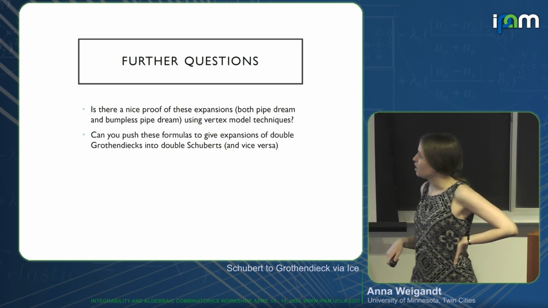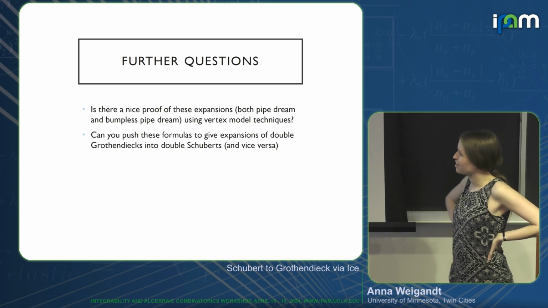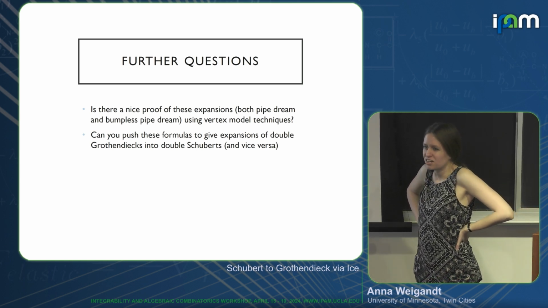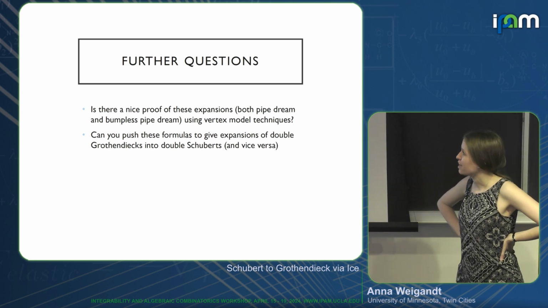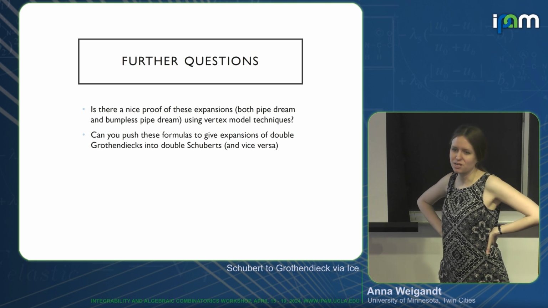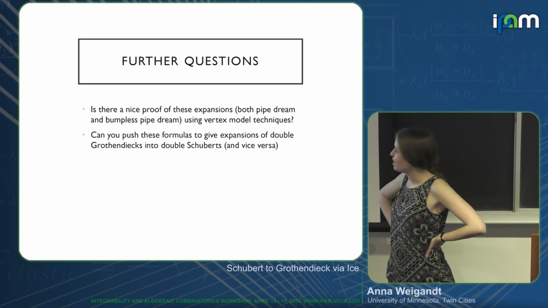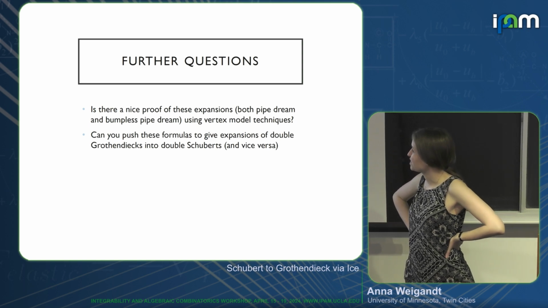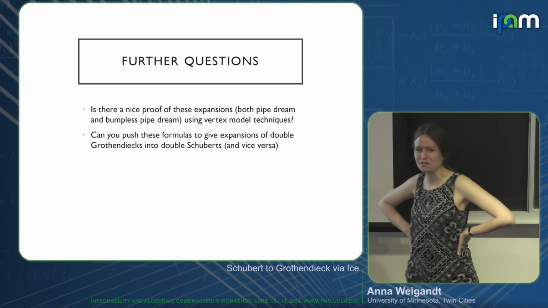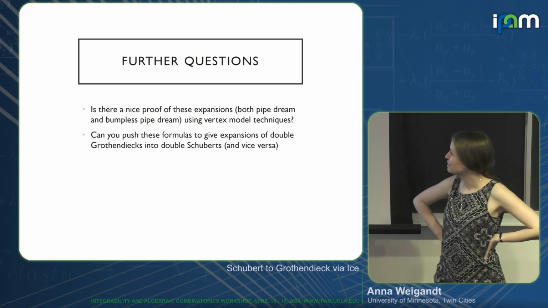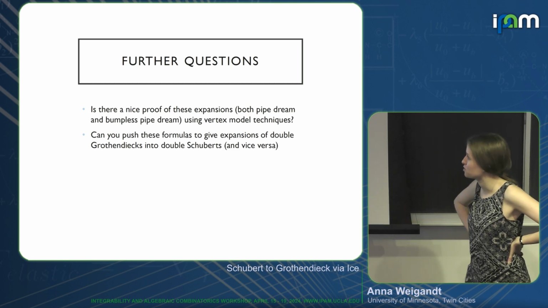So further questions, especially for this crowd: is there a nice proof that avoids this canonical bijection and just does things directly either on pipe dreams or bumpless pipe dreams using vertex model techniques? And then can you push these formulas to give expansions of double Grothendieck polynomials, x's and y's, into double Schuberts? I'm imagining that would be hard, but I don't know. Is there anything to be said in that direction?